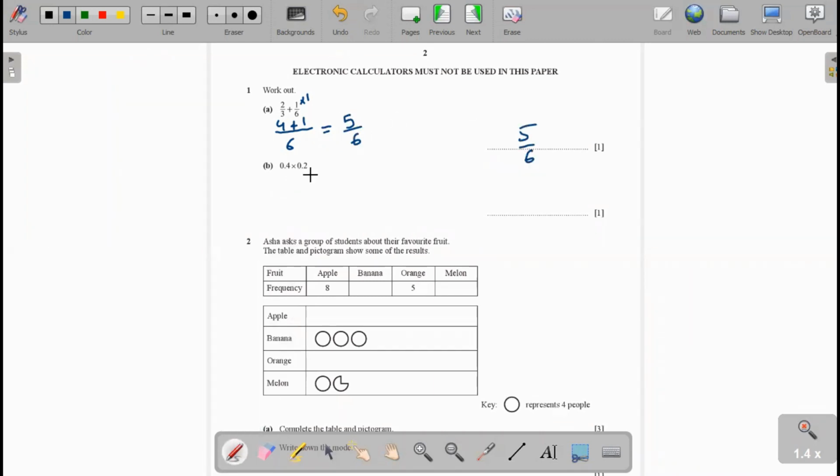Part B, 0.4 multiply 0.2, we get 0.08. The decimal places of the product will be 2 because the decimal place of 0.4 is 1 and 0.2 is also 1. We add the decimal places, we get 2 decimal places. Therefore, we write it 0.08. This is the answer of this question.